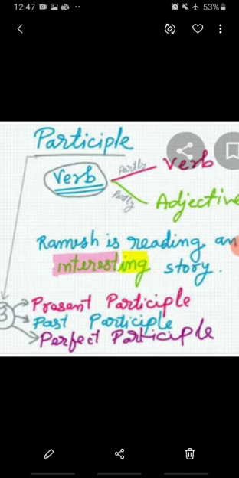In this example, what is Ramesh doing? Reading. That reading is the main verb in the sentence. And which story is he reading? An interesting story. Which type of story? Interesting story. To the verb interest, ing is added, and that part is made a participle, and here it acts as an adjective, so it is a present participle. When a verb acts as an adjective, it is a participle.